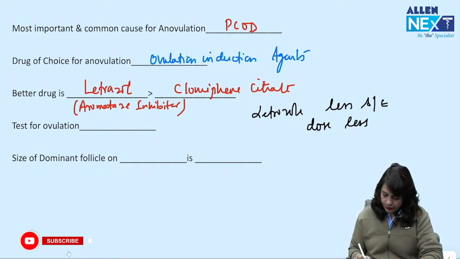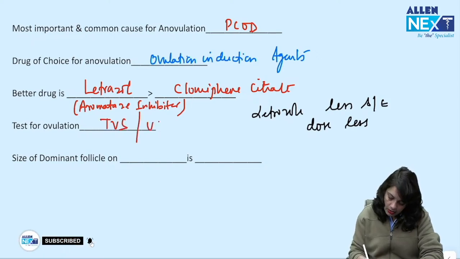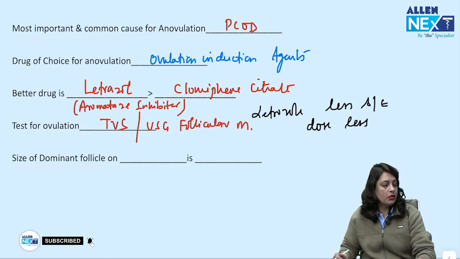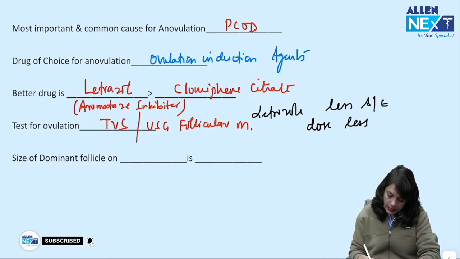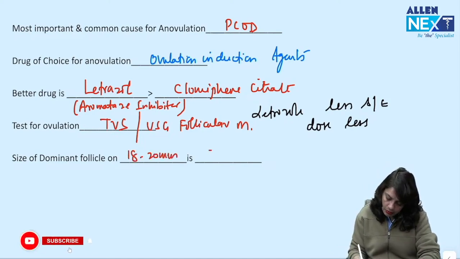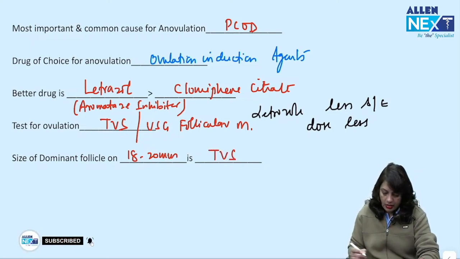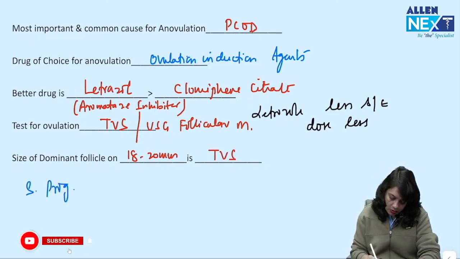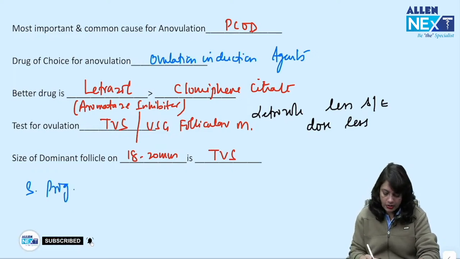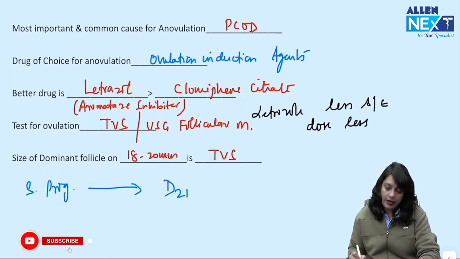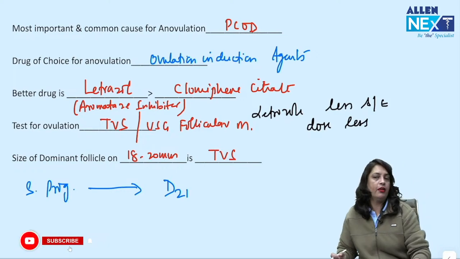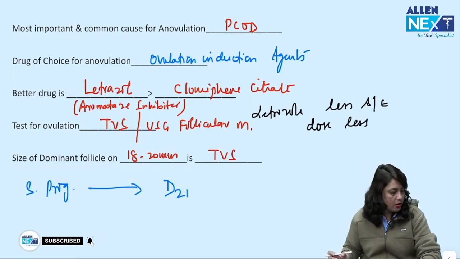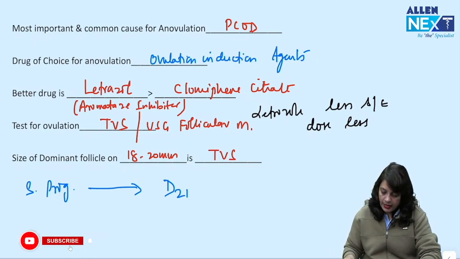Fine. Now the test for ovulation is transvaginal scan or ultrasound follicular monitoring. The size of the dominant follicle is 18 to 20 mm, and you see this on transvaginal scan. Friends, you know serum progesterone is also confirmatory for ovulation. Serum progesterone is done on day 21 of the cycle in a 28 day menstrual cycle, and its value more than 5 nanogram per ml is confirmatory for ovulation. Okay. Next.